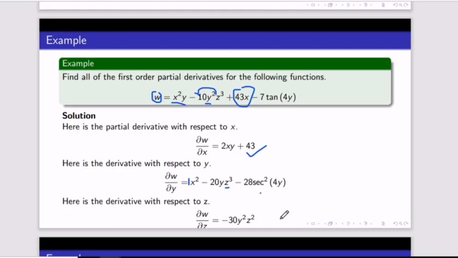So you need to know the variables that we have here, and then you find them. So with the partial derivative of the function w with respect to z, we don't have z here, so it becomes 0. We have z here, so we are going to differentiate the z, which means I'm going to multiply the 3 by the 10, which will give you negative 30. Then the y squared becomes a constant, right? Yes, and then you take 1 from here, which will give you z squared. So at the end, you're going to get negative 30y squared z squared.